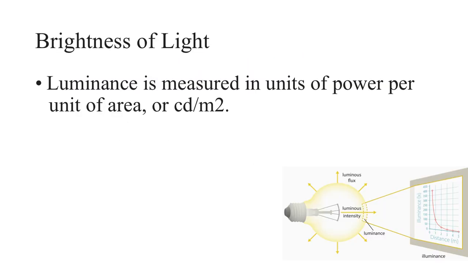So luminance is measured in units of power per unit of area. So units of power, that's your candela. Unit of area is meters, and that also is a superscript squared. Candela per meter squared. So we're actually talking about movement here, almost how you would think about velocity or acceleration, right? We're now talking about how the power is measured for the luminance.